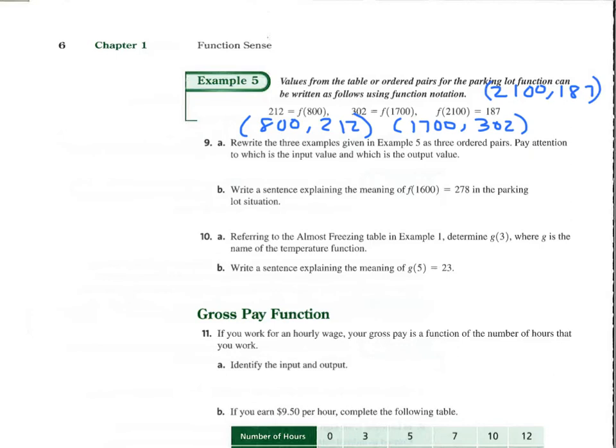I'm going to jump down to this right here for this B. Okay, so write a sentence explaining the meaning of F of 1600 equals 278. So that means at 4 o'clock, that's military time, going back to regular, 1600 would be 4 o'clock, there are 278 cars in the lot. Okay, so this again is my input and this is my output.